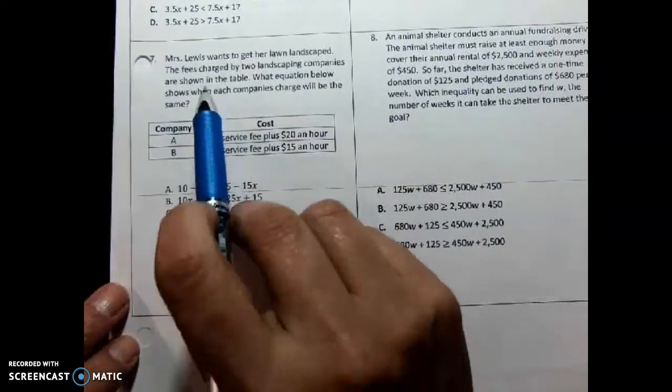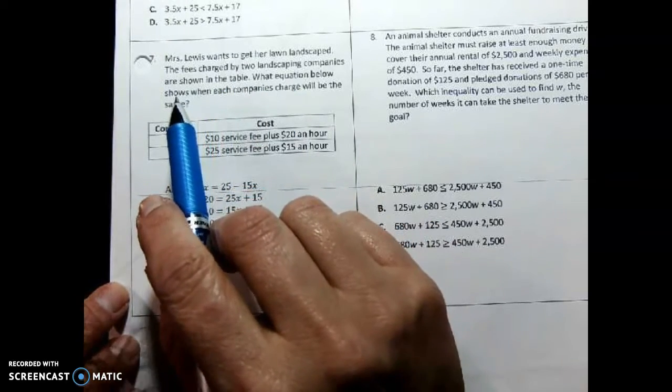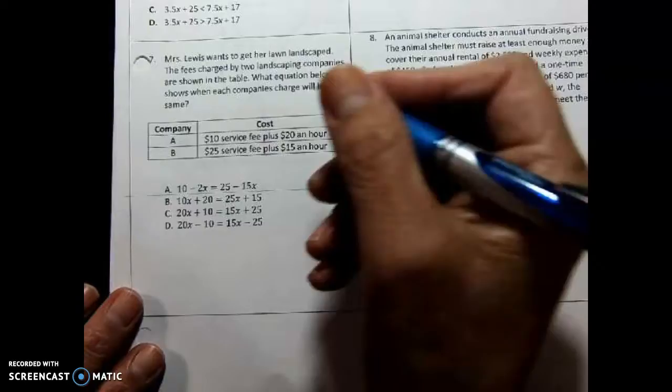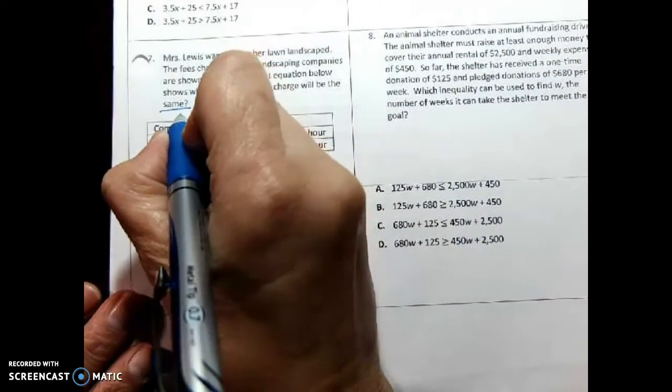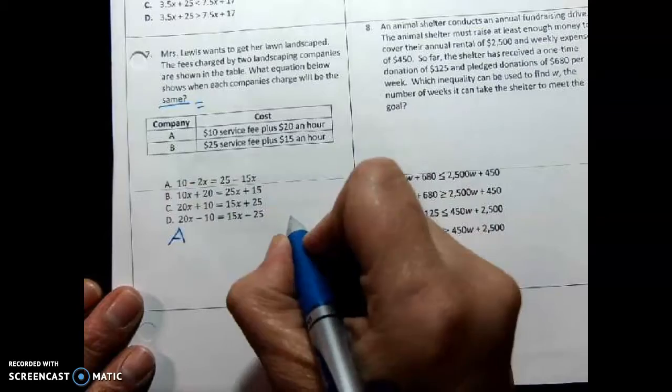It says Mrs. Lewis wants to get her lawn landscaped. The fees charged by 2 landscaping companies are shown in the table. What equation below shows when each company's charge would be the same? Okay, so remember, same means we're going to have an equal sign. And then company A and company B.